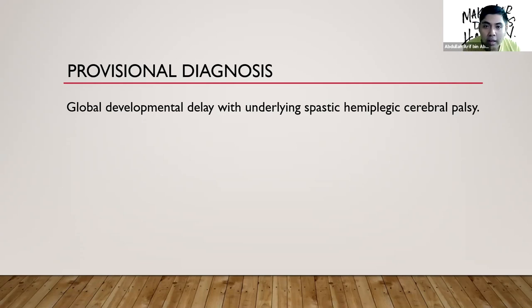Because they are underlying HIE stage 2 during the delivery, and then upon the physical examination, that means the clue that we have is hyperreflexia and hypertonia. That may suggest spastic. And then it occurs only on the right side of the body. So it is hemiplegic. So we call it spastic hemiplegic cerebral palsy. And then because there are many developmental delays, the patient also has global developmental delay. So this is the case for this OSCE.